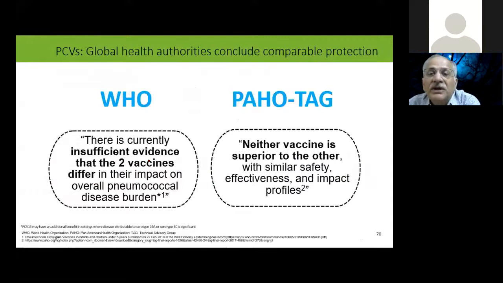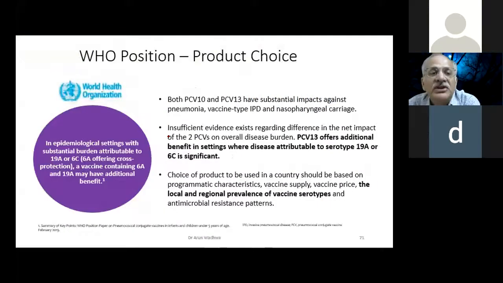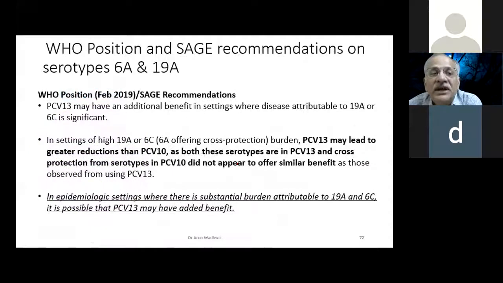There is data from WHO PAHO, which says that none of the vaccines are superior. They provide you with good cross protection, comparable protection. But when you go into the details of WHO, it also says that when you have 19A and 6C in your settings, that's why I've highlighted, the PCV13 will offer you additional benefit. And the local regional prevalence of the vaccine serotypes has to be seen. So in our country, if we have 19A, 6C, we should have a vaccine which includes 19A and 6C and which gives you direct protection.